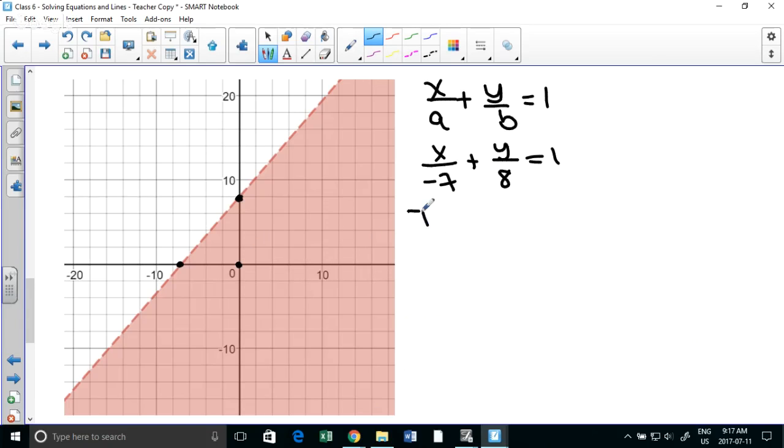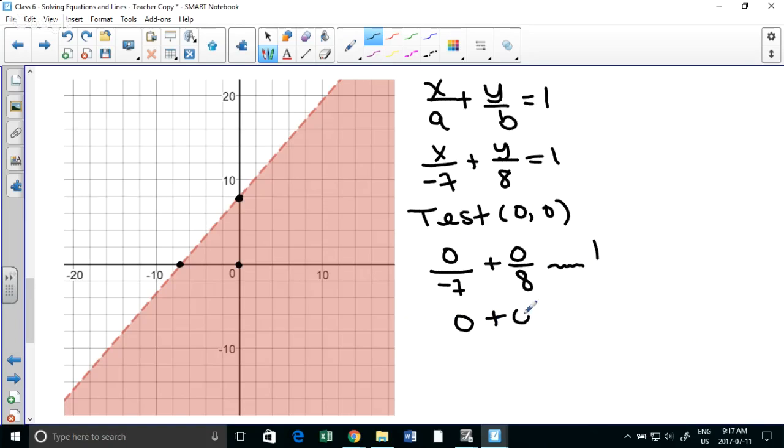0, 0 falls within my region, so I'm going to test 0, 0. 0 over -7 plus 0 over 8 is something to 1. Here we get 0 and 1. So we look at the something, we say this something is less than, it's dotted, so it stays less than. So we get x over -7 plus y over 8 is less than 1.